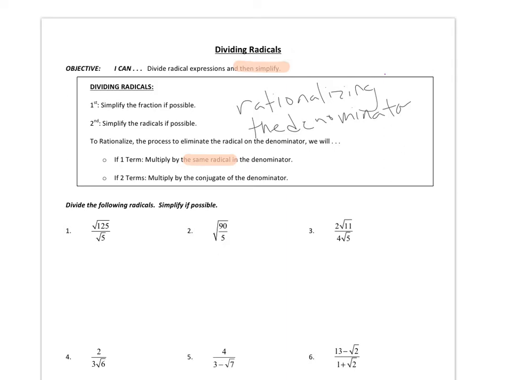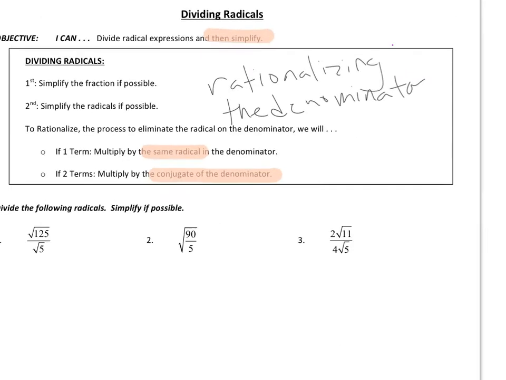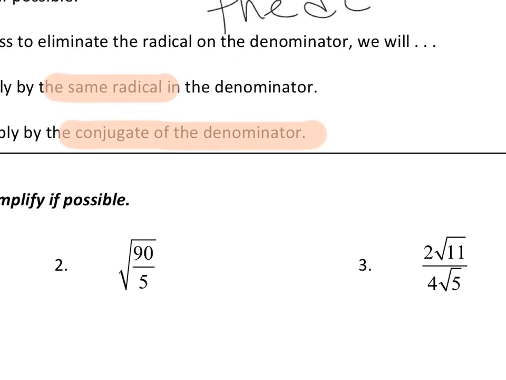Now, where that gets a little tricky is that if there are two terms, you have to multiply by the conjugate of the denominator. Keep in mind, we've already talked about conjugates before when we talked about complex numbers. What we said there was that the conjugate of a denominator is where you just switch the sign in the middle, and then multiply.